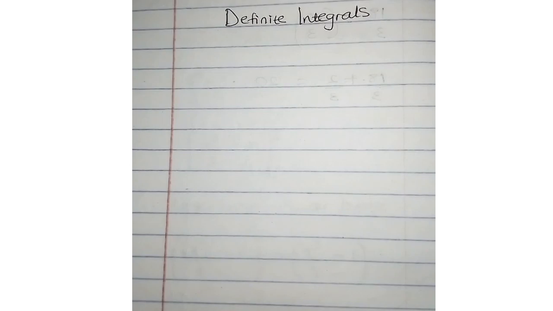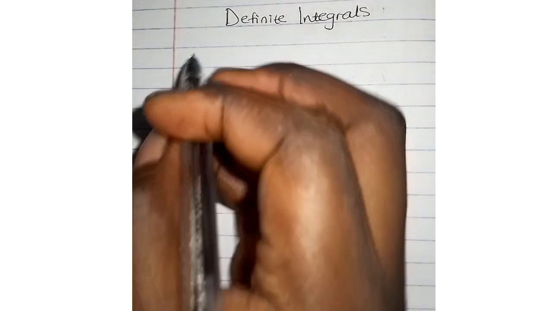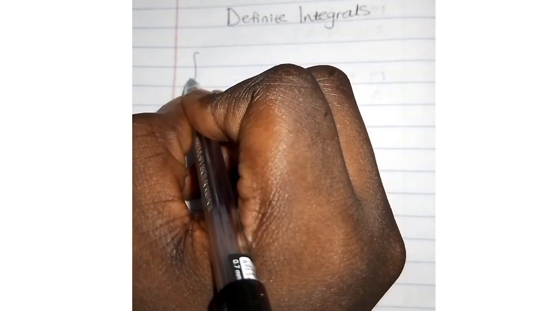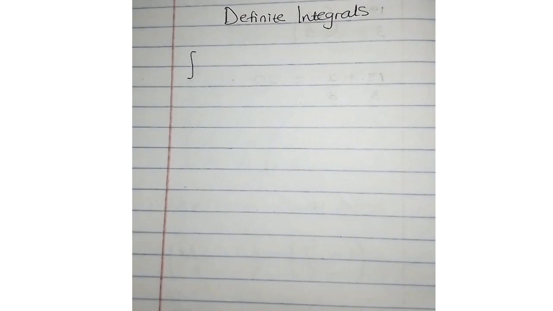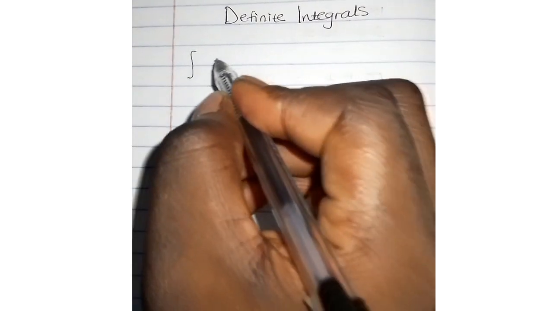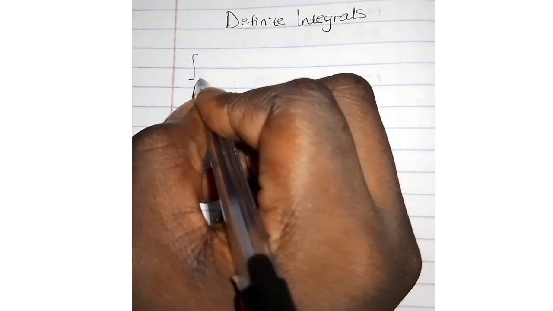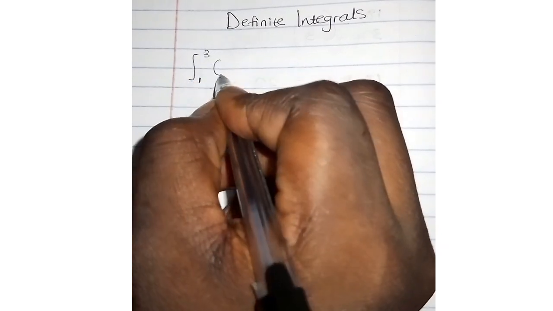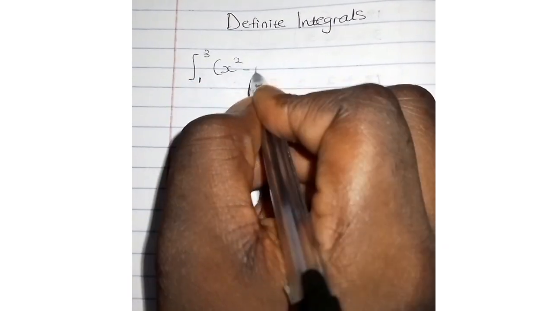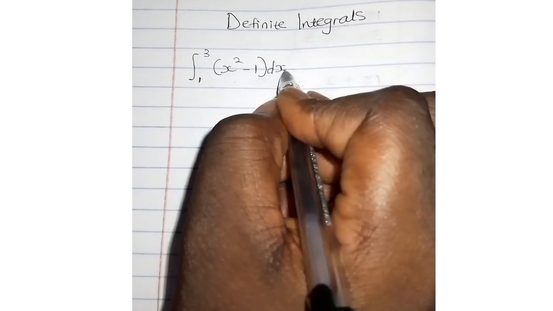In this video we're going to look at the topic definite integral, and right now we're going to go into the video right away. Now when we're talking about a definite integral, it is the one that involves limits, whereby we have the upper limit and the lower limit. So I'm going to go into an example right away. Given an integral with limits 1 to 3 of x squared minus 1 dx.